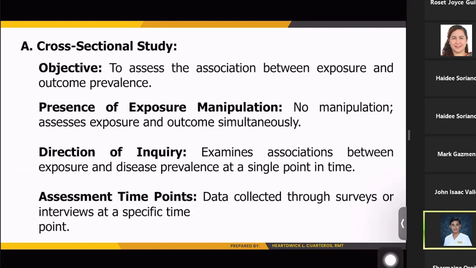So we have here the objectives again. The objective of a cross-sectional study is to examine the association between exposure and outcome of prevalence. It is the same as in the descriptive approach. For presence of manipulation, it is still no, because under observational studies we still just observe. For direction of inquiry, it examines the association between exposure and disease prevalence at a single point in time. For assessment time points, data are collected again through surveys and interviews at a specific time point. Again, it is the same as in the descriptive approach.